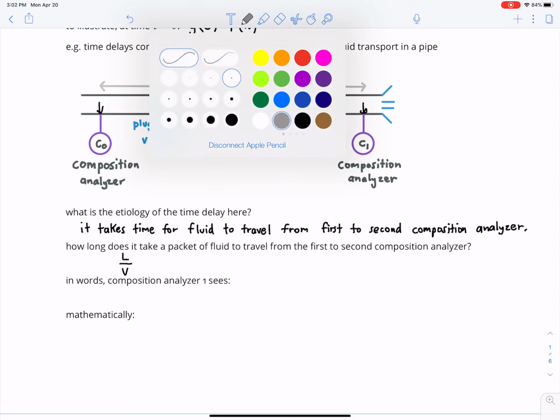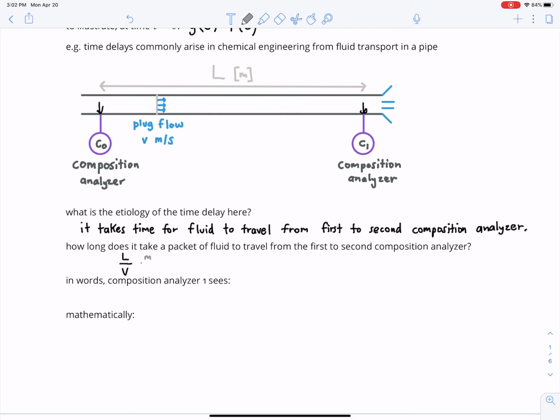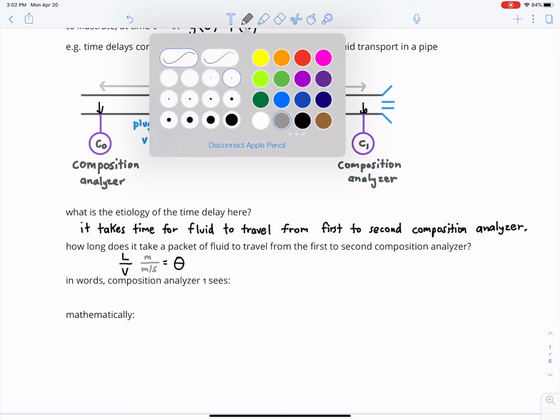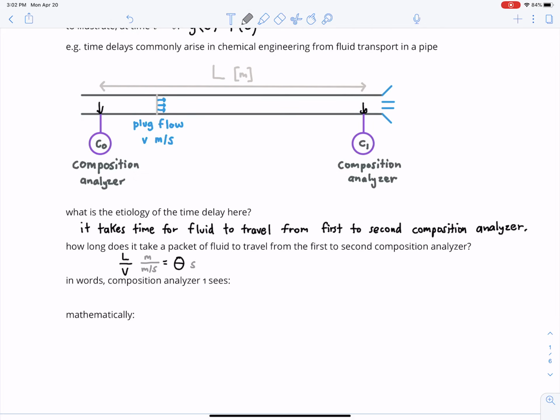And I'll write in gray what the units here are. Meters over meters per second, and you get seconds. And this equals, and we'll define that to be, our time constant, or our time delay. So that's how long it takes to travel.